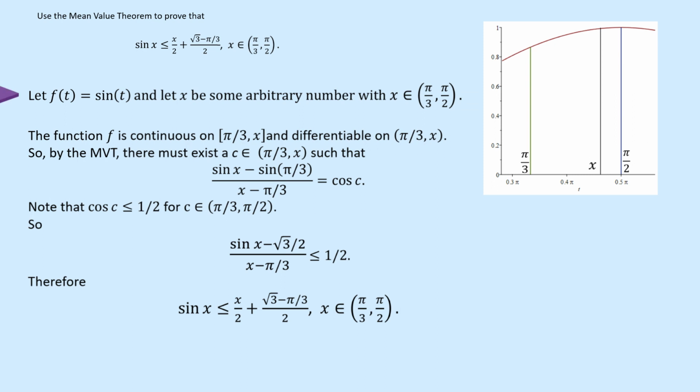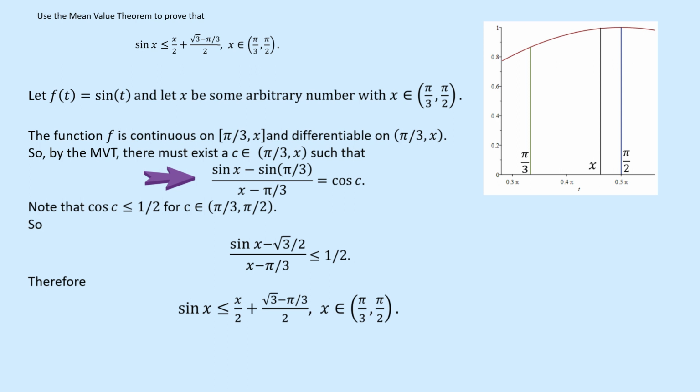So what I've said is let f(t) equal sine t, and let x be just some arbitrary number that's in this range between pi on 3 and pi on 2. Now the function f is continuous on the closed interval [pi on 3, x], and it's differentiable on the open interval (pi on 3, x). So by the mean value theorem, there must exist a c somewhere in this interval between pi on 3 and x, such that, using our formula, the rise over the run, sine x minus sine pi on 3, divided by x minus pi on 3.